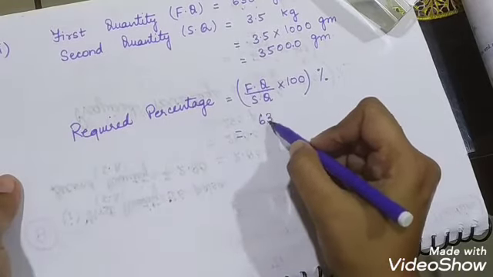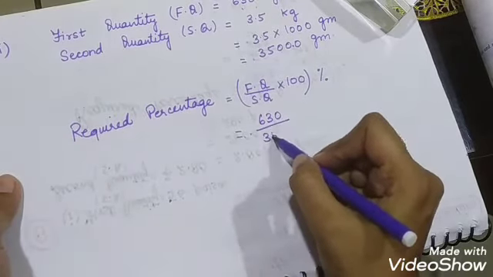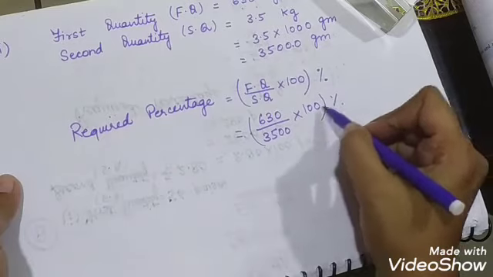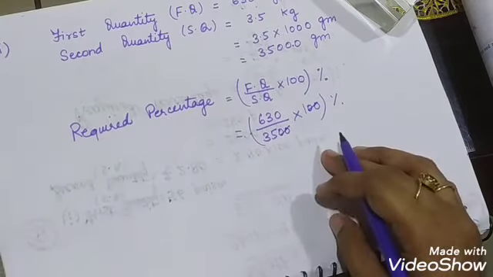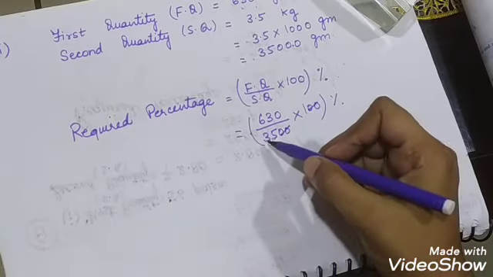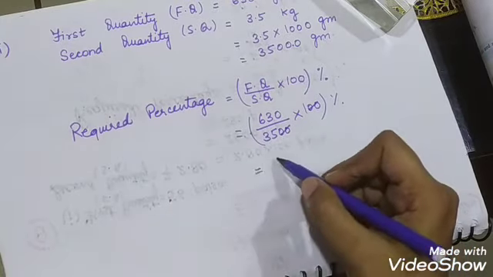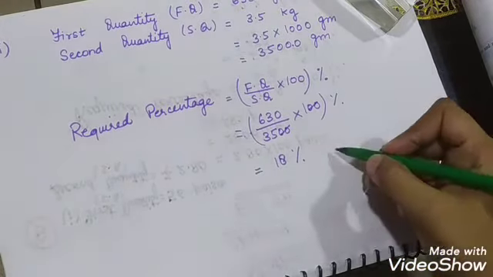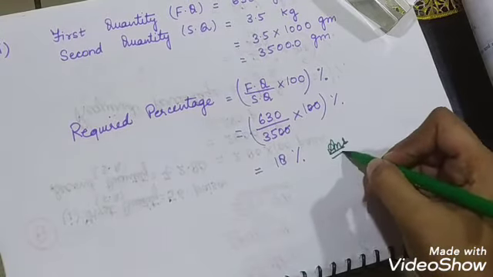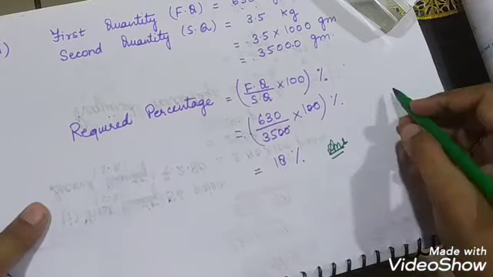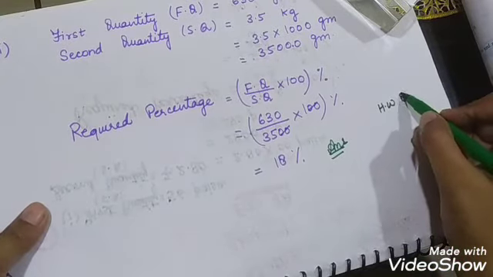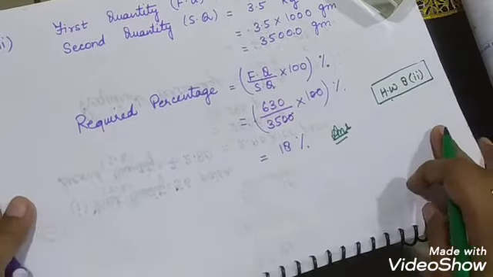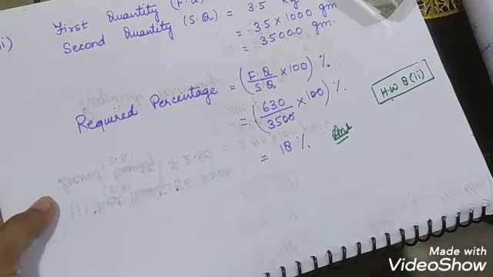Now we will apply the formula of required percentage. First quantity is 630, second quantity is 3500, into 100. Now these two zeros cancel with these two zeros, and when you divide 630 by 35, you will get 18. So the answer will be 18 percent. That is your answer. Homework for this is question number 8 part 2.